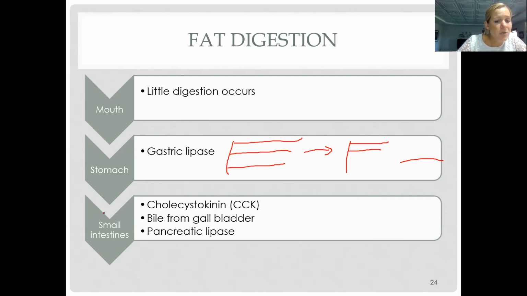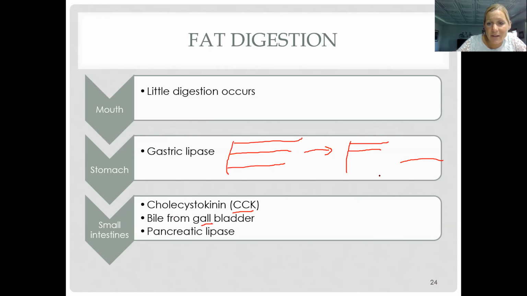Okay. Next, we'll move to the small intestines. Once fat enters into the small intestines, we're going to release a hormone known as CCK, which you can see here. And CCK is going to message the gallbladder and tell the gallbladder to begin releasing bile. Okay? And bile is going to help us to further break down fats. Pancreatic lipase will finish the digestion of fats, breaking it down into glycerol and short and medium chain fatty acids.